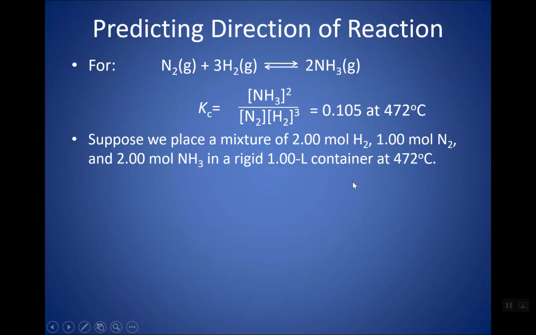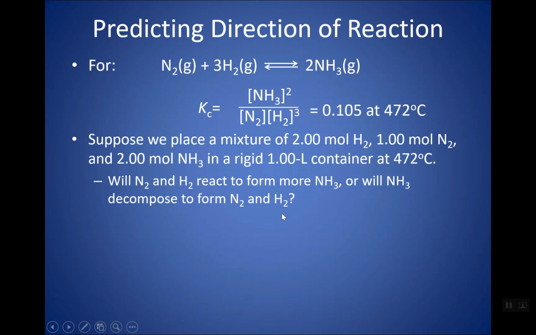If you have initial data, you can always create an ICE box and figure out what your equilibrium concentrations should be. But rather than going through all that work, there's a way that at any point in time, if you have concentration data, usually initial, but it could be any point in time, you can figure out if you're at equilibrium by plugging into this expression. If I plug in my concentrations for NH3, N2, and H2, and I'm at equilibrium, I should get this value at this temperature. So you can always check whether or not you're at equilibrium at any point in time.